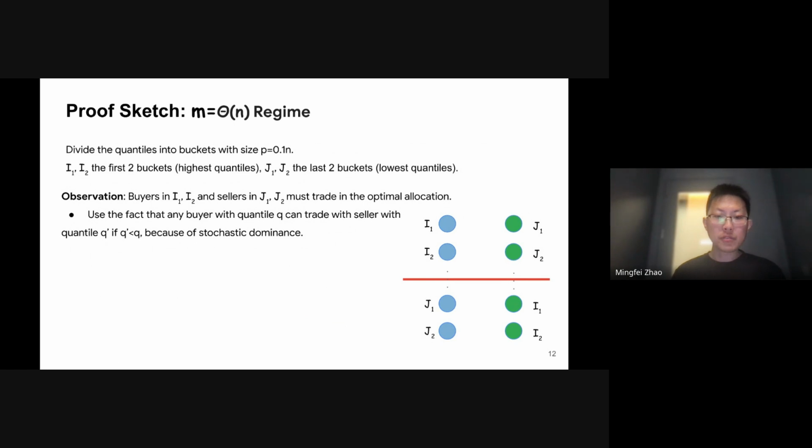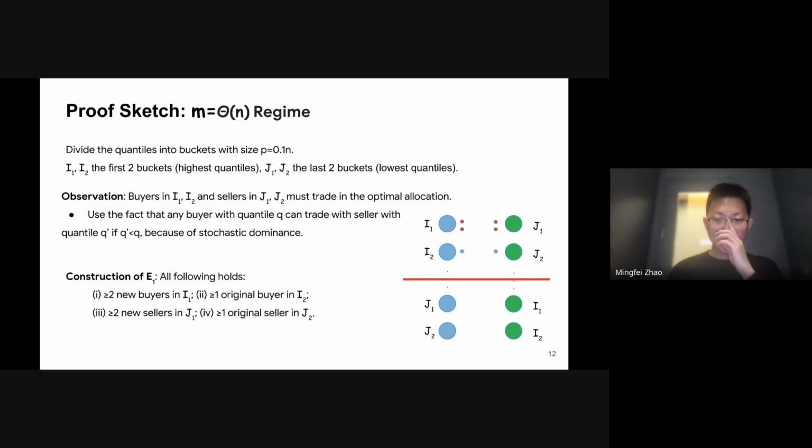One important observation is that we define these quantiles and randomly assign them to the agents. No matter how we assign them, in the optimal allocation, all buyers in the first two buckets are going to trade with all sellers in the last two buckets. This uses the fact that any buyer with a higher quantile can trade with a seller with a lower quantile. So the optimal trade, like this red line, must stay lower than these two buckets. With these observations, we are able to construct our good event.